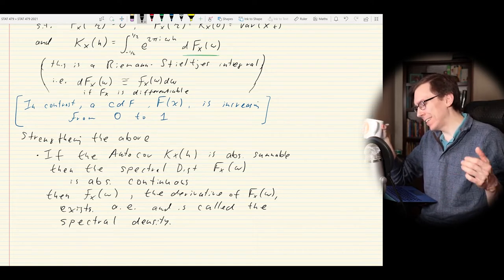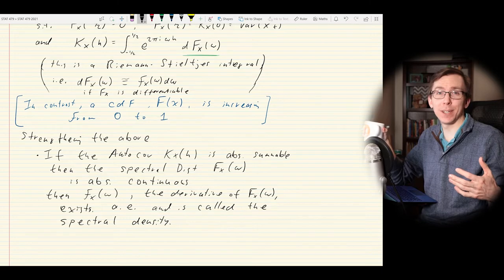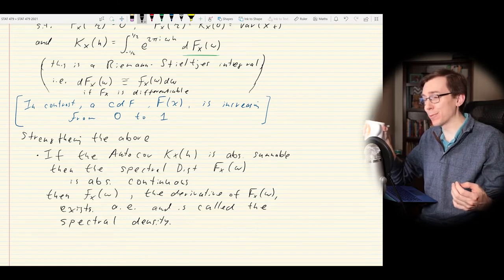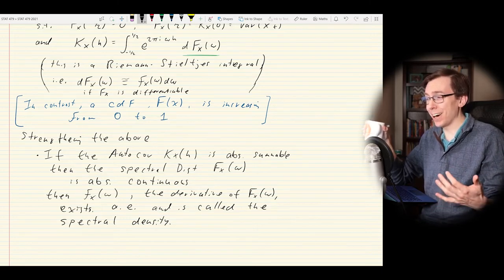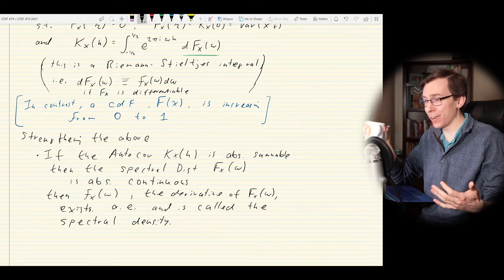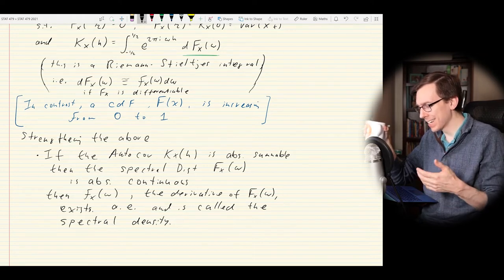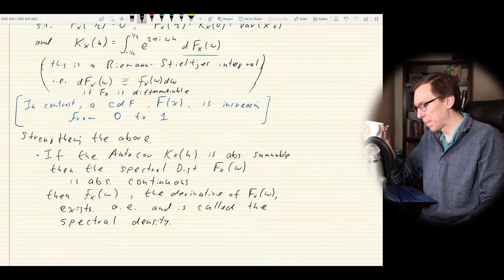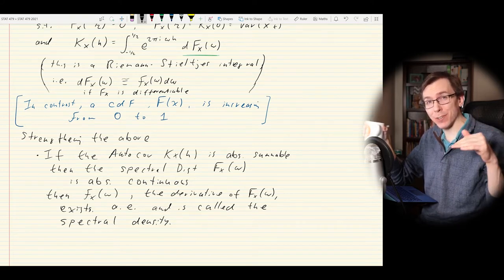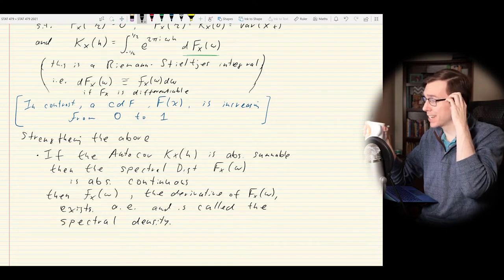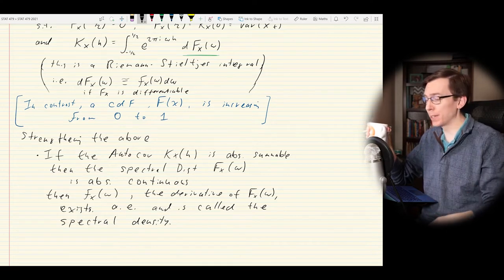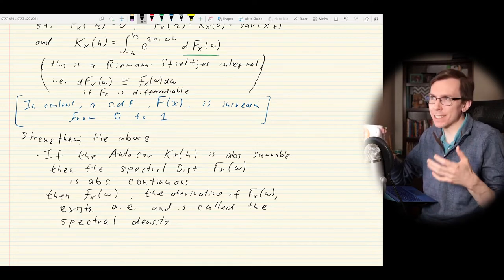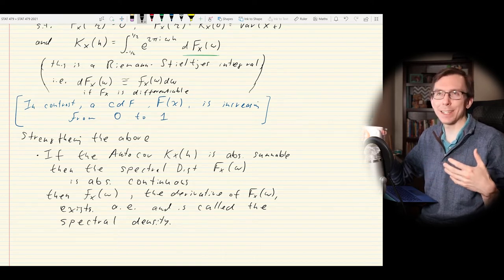But if you have autocovariances much like the ones we've seen in class, for the moving average process, the autocovariance just goes to zero after a finite number of lags. So that's definitely summable. In the autoregressive case, we have that geometric decay in the autocovariance. So that's definitely going to be summable as well. Again, assuming that these processes are nice the way we expect them to be.